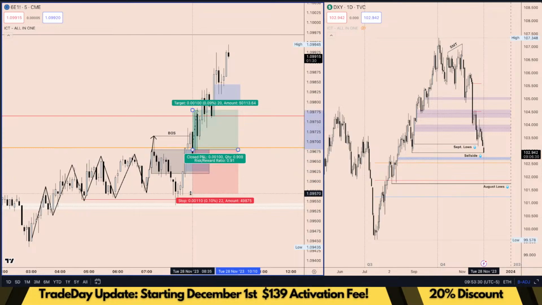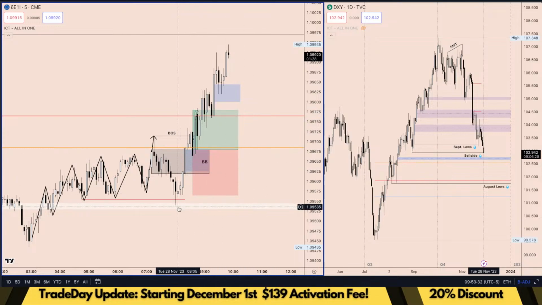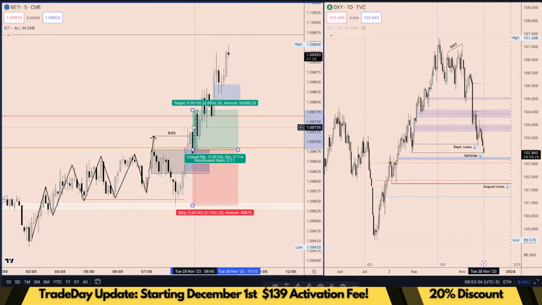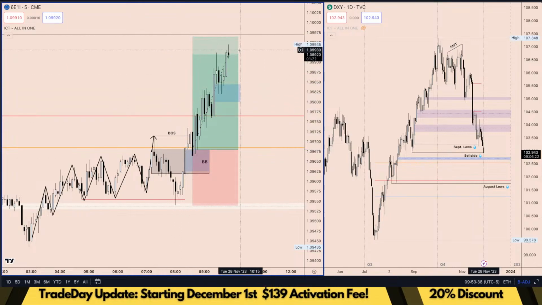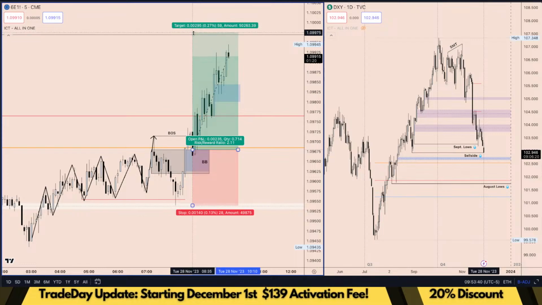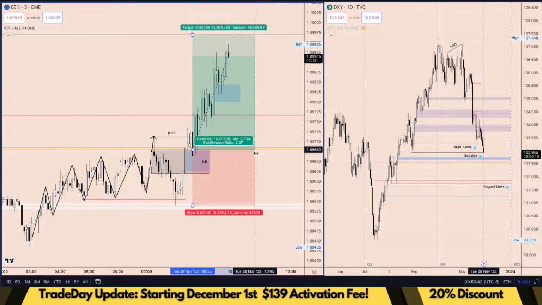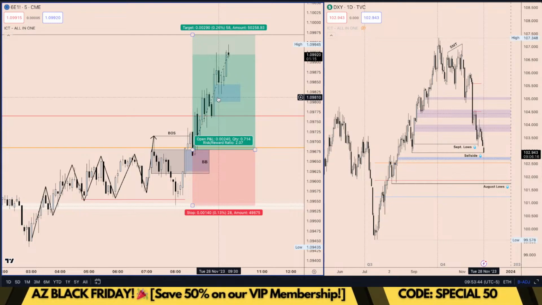Place the entry right on your breaker block. Stop loss doesn't even have to be right here at the low, but to be safe, targeting a nice 2-to-1 risk to reward, to our daily buy side objective. That would have been the trade. We have been speaking about that during the weekly outlook.